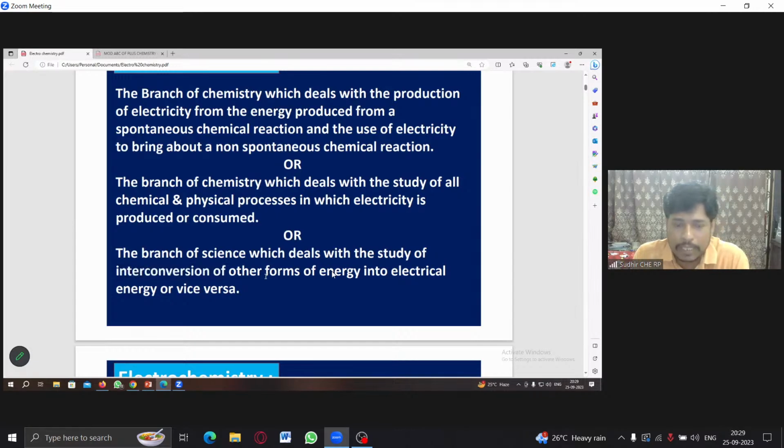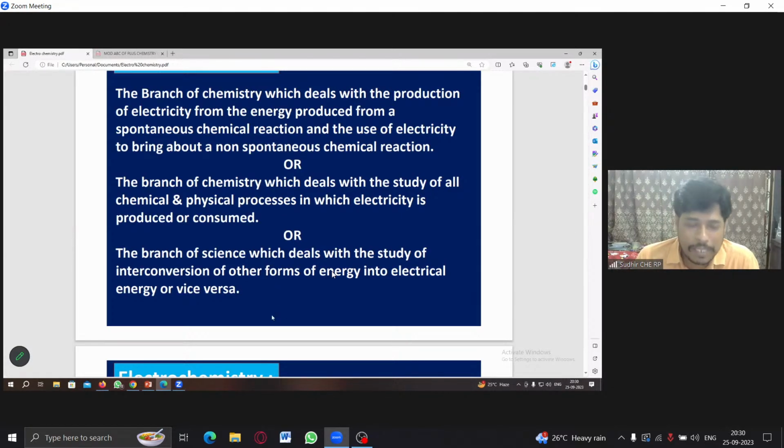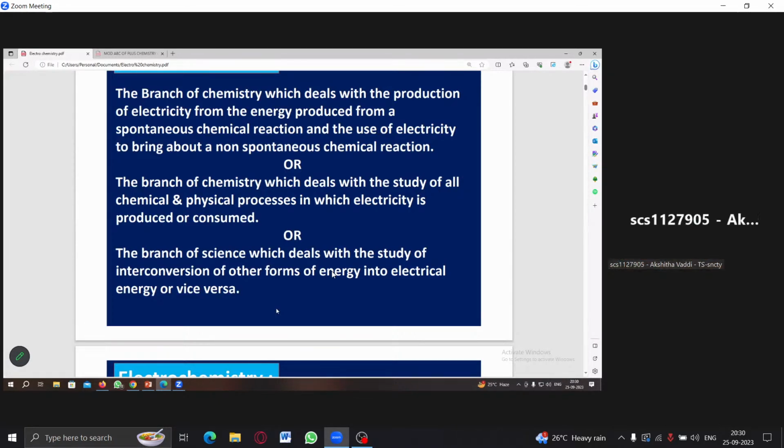Is it possible to convert one form of energy into another form of energy? Can anyone of you tell me? In physics, you have the law of conservation of energy, right? Can you tell me what is the law of conservation of energy? It is mainly telling about the interconversion of energy, right? Energy can be neither created nor destroyed, but it can be transformed from one form to another form of energy. Am I right? Yes, it is, sir.